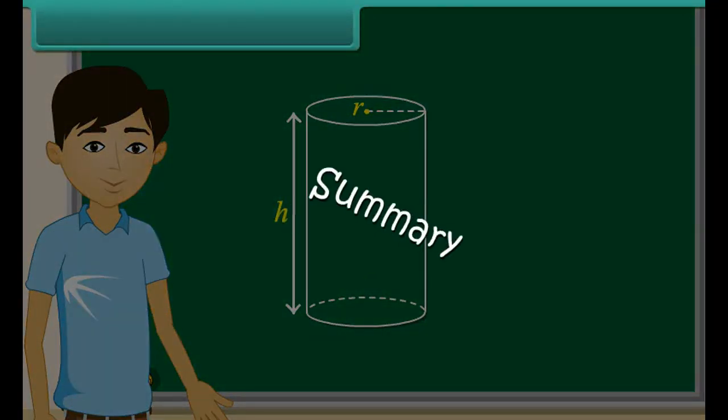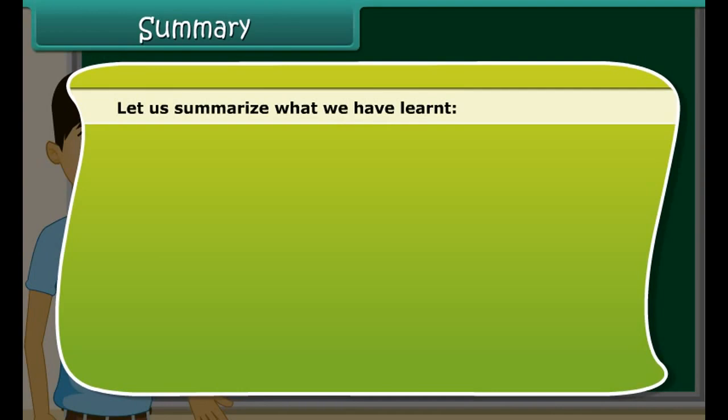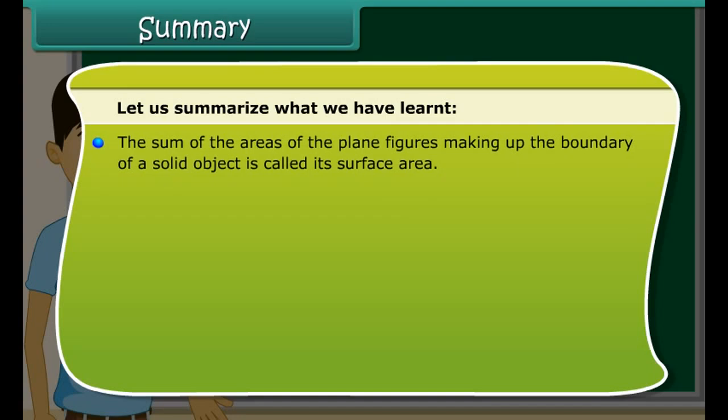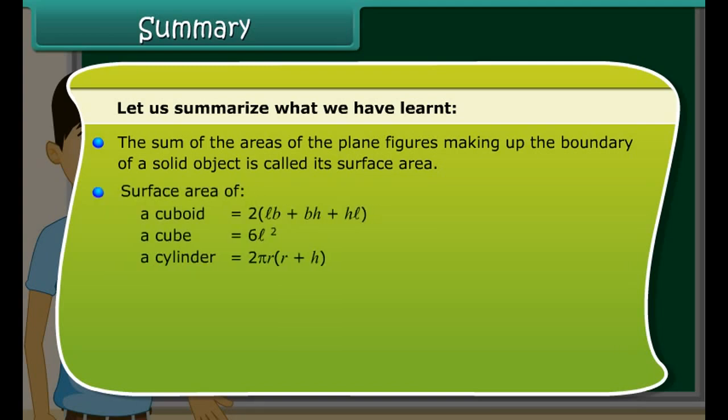Summary. Let us summarize what we have learned. The sum of the areas of the plane figures making up the boundary of a solid object is called its surface area. Surface area of a cuboid is equal to 2 into LB plus BH plus HL. Surface area of a cube is equal to 6L square. Surface area of a cylinder is equal to 2 pi R into R plus H.